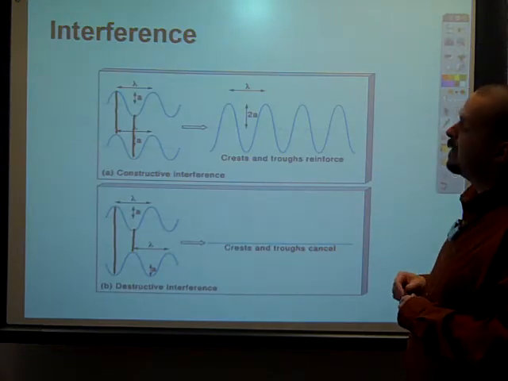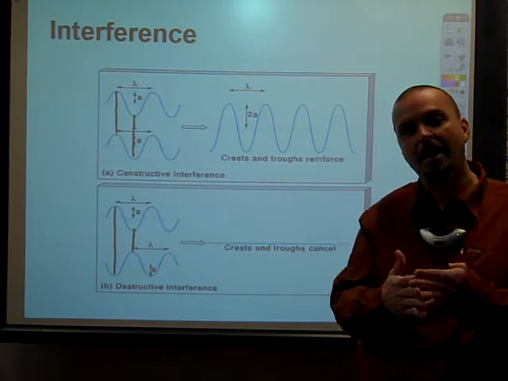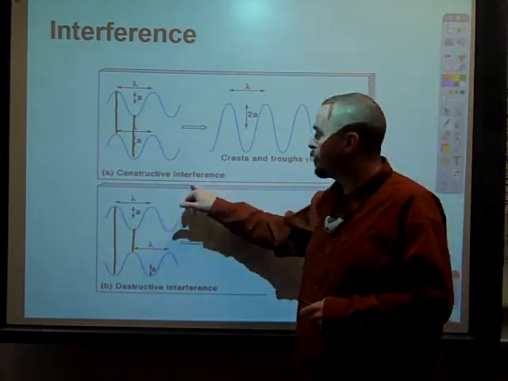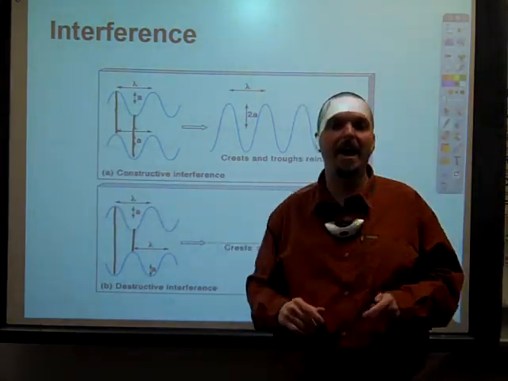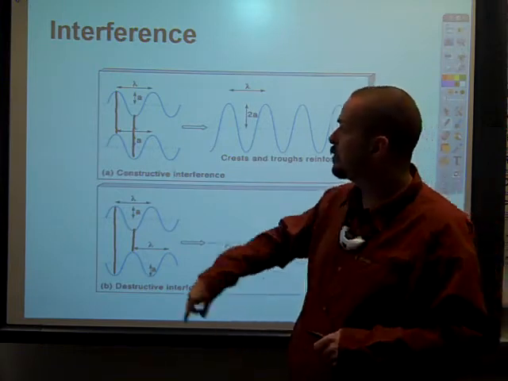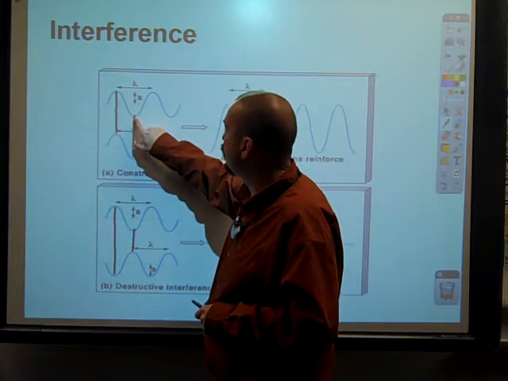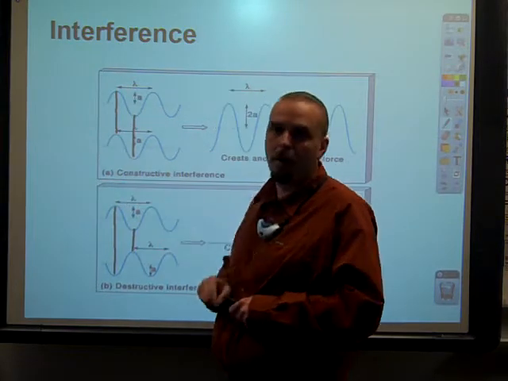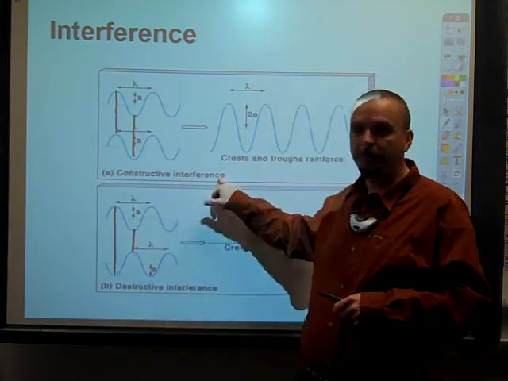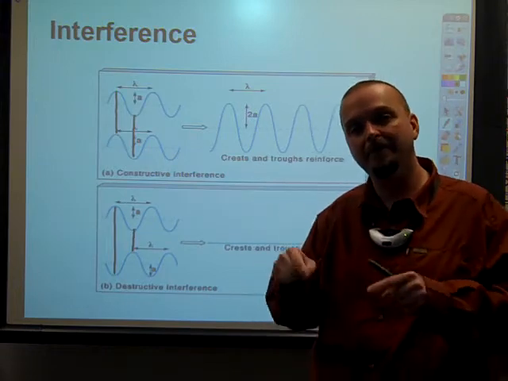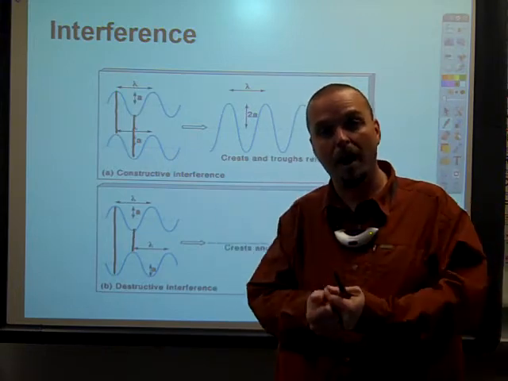In interference, what we have are two waves colliding. Constructive interference is when they collide in phase. In other words, the crest of one wave hits the crest of another. The trough of one wave hits the trough of another. Constructive interference occurs when they collide in phase, or the same parts collide.